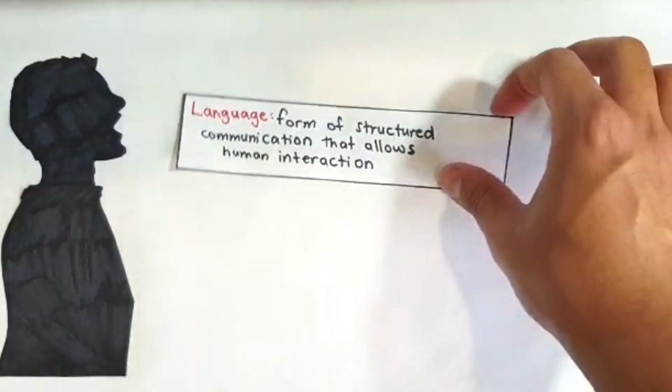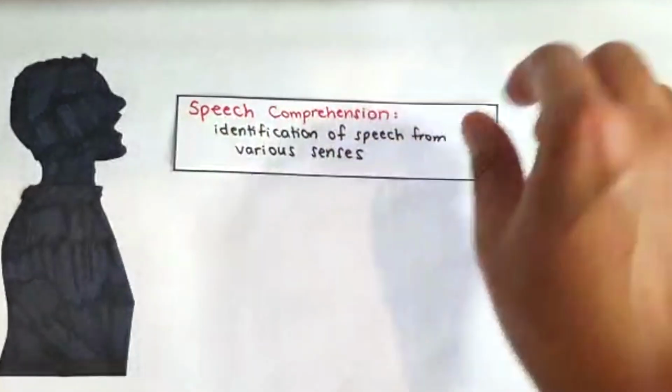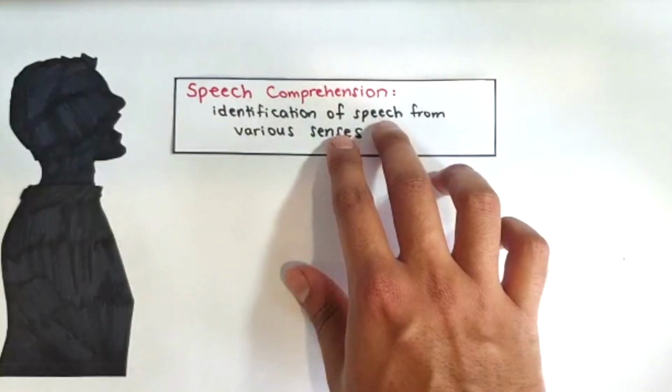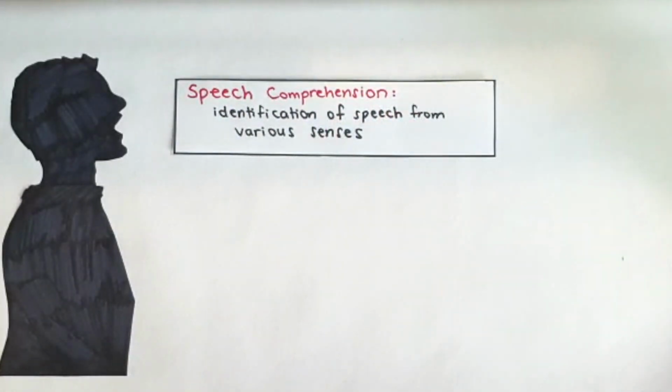Now, when we hear or see a word that is written down, the brain actually interprets this and moves on to the production of a reply. Now, there are three different components when it comes to how the brain processes speech and prepares a reply. The first thing that happens is something known as speech comprehension. Now, speech comprehension refers to the identification of words from various senses. So, for example, if you hear a word, your auditory area gets activated. If you see a word that's written down somewhere, then your visual area gets activated.